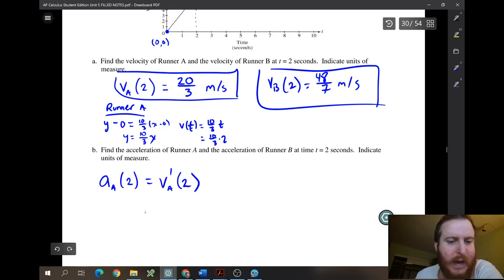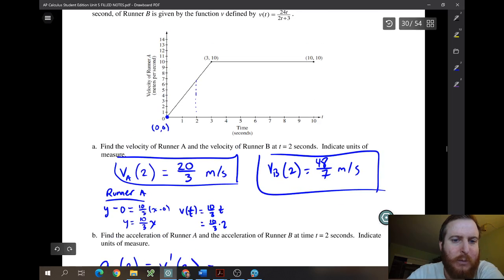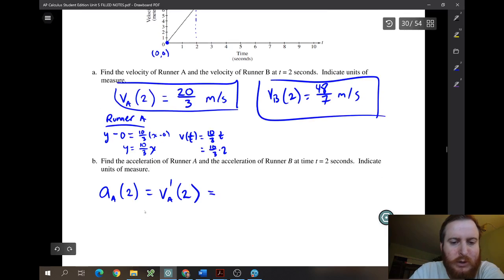Well, on a graph, how do we find v prime? On a graph, we find it from the slope. Okay, that's very important. Whenever we have a graph, we take the derivative based on the slope. So the slope of this line is up 10 over 3. So we'll have 10 thirds meters per second squared.